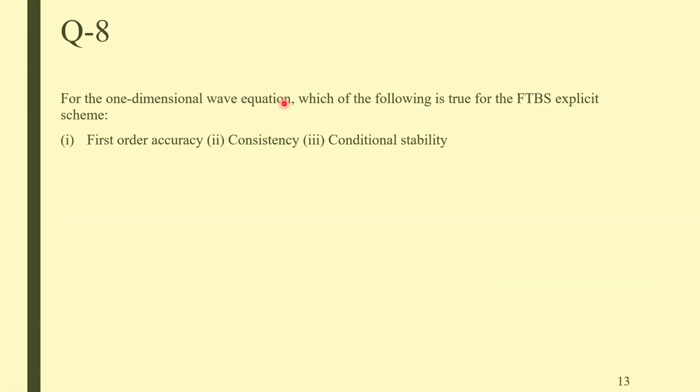So for the one-dimensional wave equation, which of the following is true for FTBS, that is forward in time, backward in space, explicit scheme. Statement 1, it is first order accurate. Statement 2, it is consistent. Statement 3, it is conditionally stable. So the options are 1, 1 and 2, 1 and 3, 1, 2 and 3. We have seen it is 1, 2 and 3. So it is that unsteady one-dimensional wave equation.